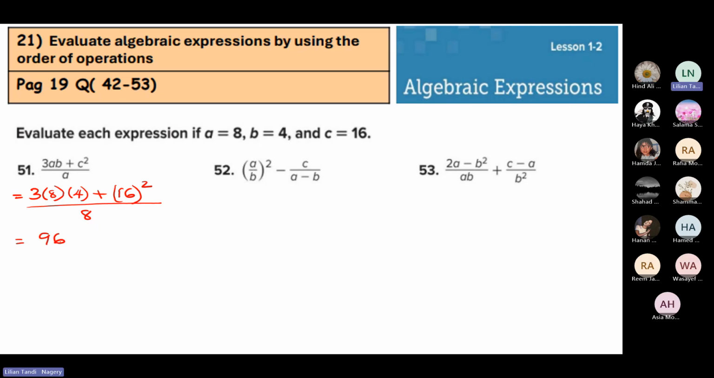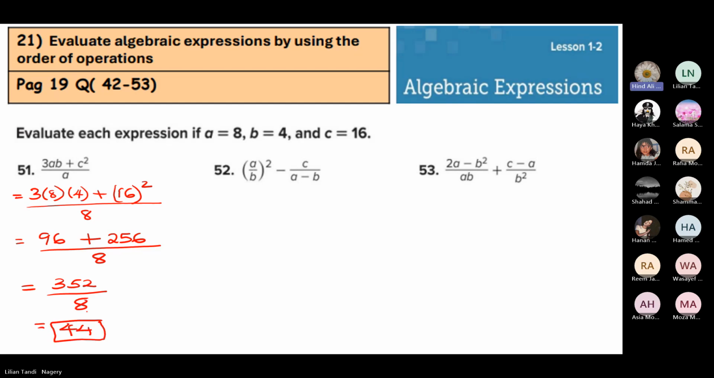96 plus parentheses. Now you've solved it. 256. Okay. Continue. Equal... wait, 44. You skipped a step. This should be 352 over 8 and then 44. Okay? You have to add. Who's doing 52?